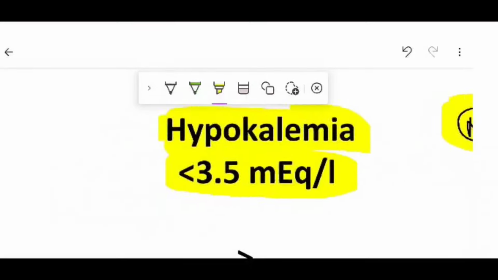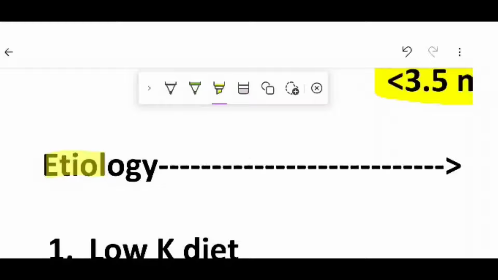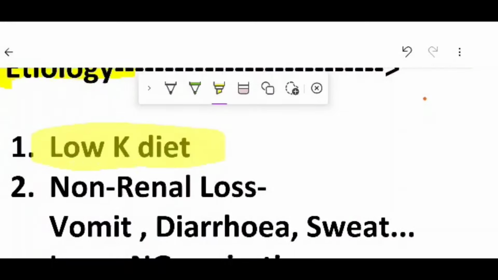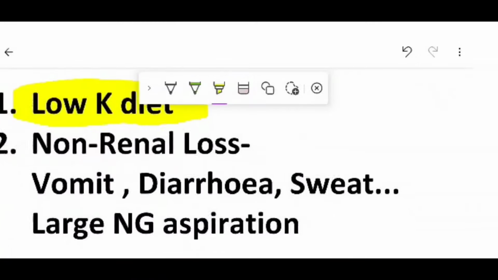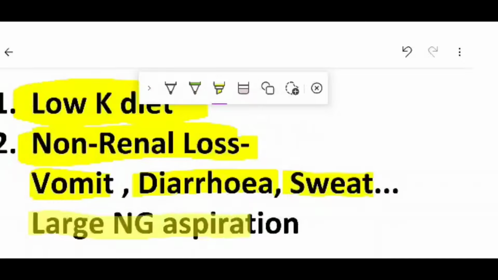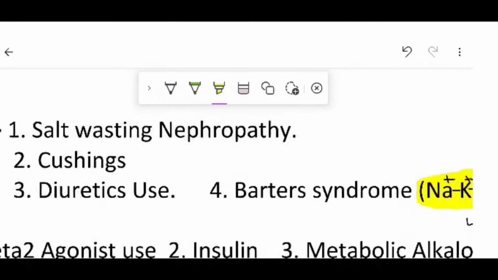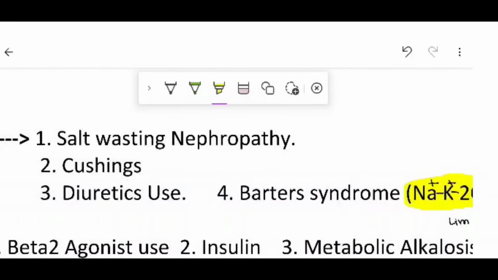So guys, let us start. First of all, what is the etiology of hypokalemia? First, when there is a low potassium diet. Second, when there is a non-renal loss of potassium. The different causes of non-renal loss are vomiting, diarrhea, sweating, and large nasogastric tube aspirations. There are four different types of renal losses: salt wasting nephropathy, Cushing's disease, diuretic use, and Bartter syndrome.